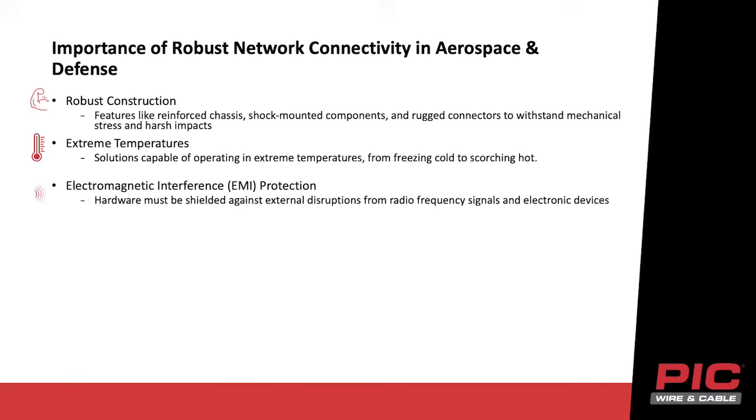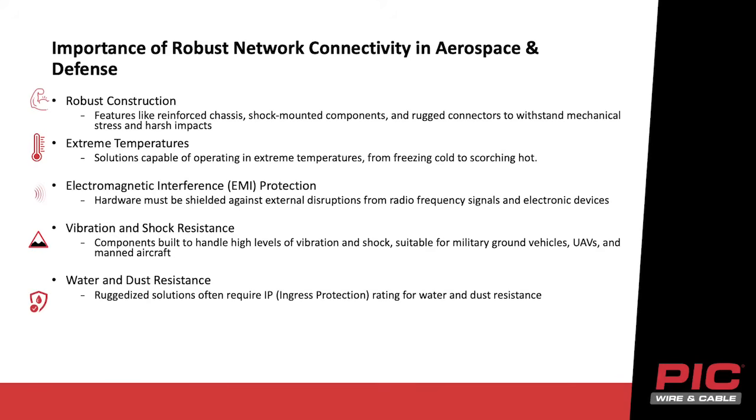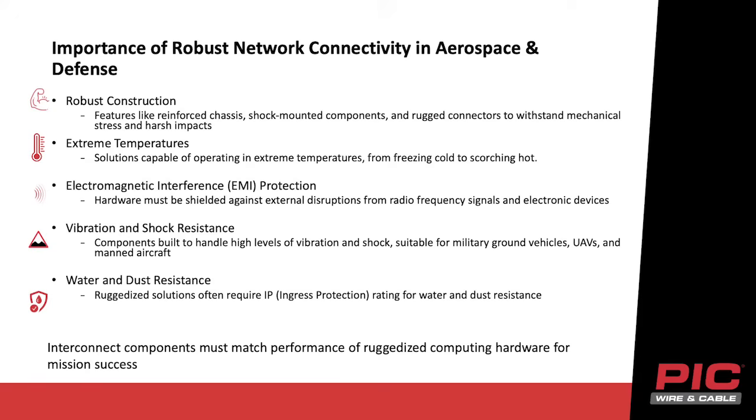Hardware must be shielded against electromagnetic interference, preventing disruptions from external sources like radio frequency signals or other electronic devices. Components must be built to handle the high levels of vibration and shock, allowing them to survive in environments such as military ground vehicles, UAVs, and manned aircraft. Ruggedized solutions most often require an IP rating, making them resistant to water and dust, enabling operation in humid or dusty environments. Interconnect components, often overlooked, must match the performance of the ruggedized computing hardware to ensure mission success.